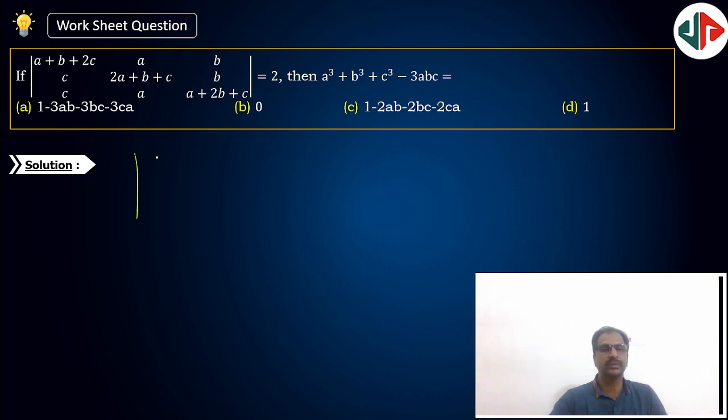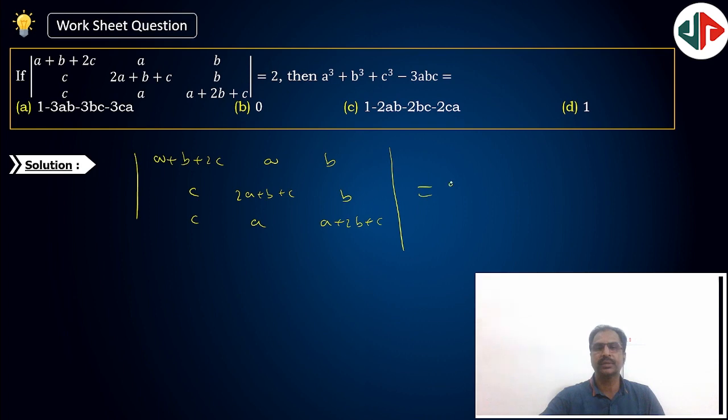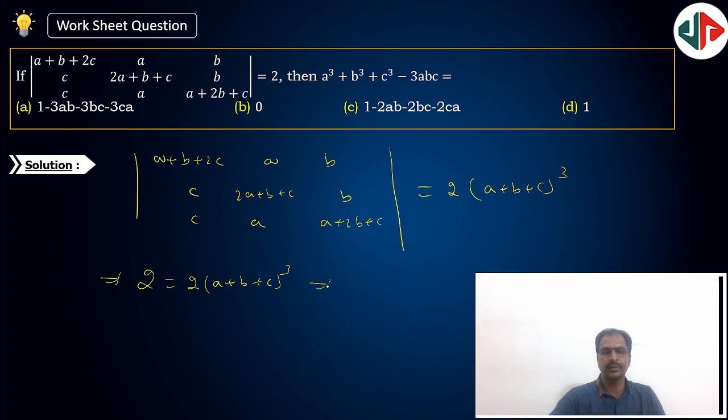Now this is a standard question. The determinant has rows A plus B plus 2C, A, B, C, C; 2A plus B plus C, B; A plus 2B plus. This is nothing but 2 times (A plus B plus C) whole cube. This is a standard result. But that is given as 2, so 2 is equal to 2 times (A plus B plus C) whole cube. From this, you get A plus B plus C as 1.